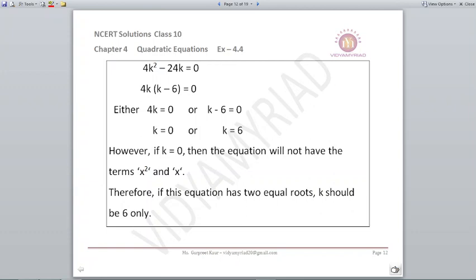We will find out the value of k here. It comes out to be 4k equal to 0, so k is 0, and k minus 6 equal to 0, so k is 6. Now in this case, if I take k as 0, then the equation cannot have the terms of x square and x. Therefore, the value of k will be considered as 6 and not equal to 0.